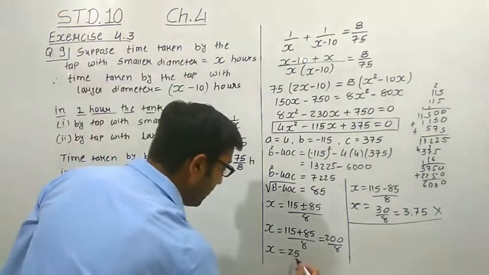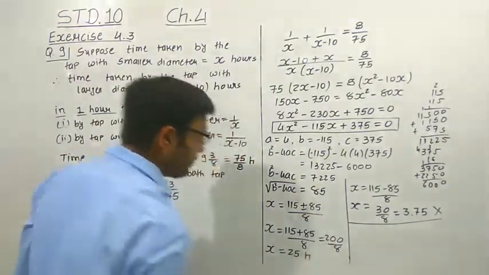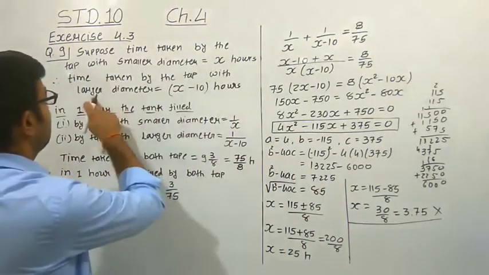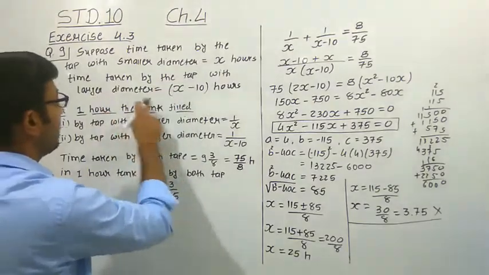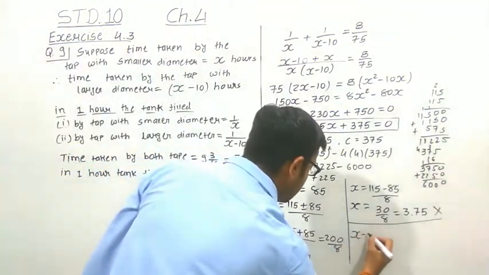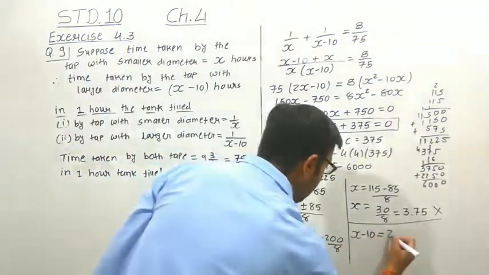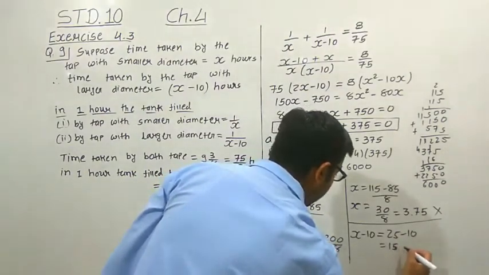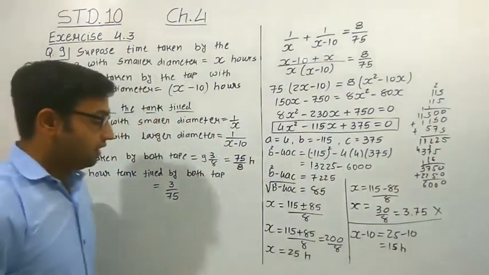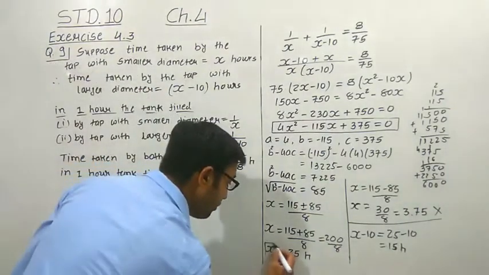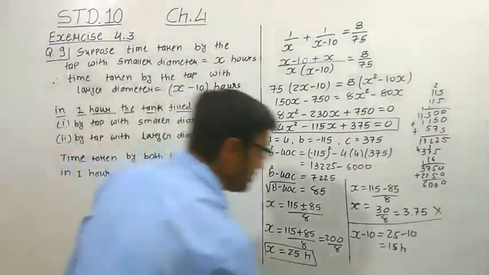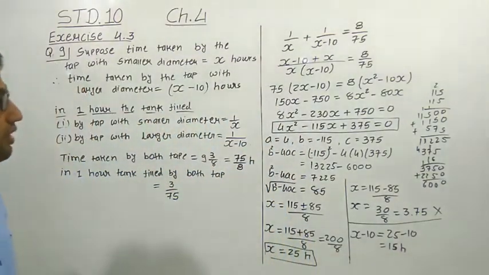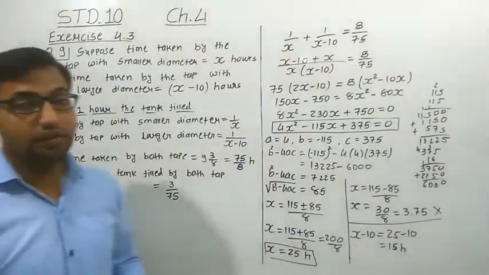So here we can say that the time taken by the tape with the smaller diameter is equal to x is equal to 25 hours, and the time taken by the tape with the larger diameter is equal to x minus 10. So here we get 25 minus 10, that is equal to 15 hours. So here are our two values, this and 15 hours, right? So in this way we can solve this type of question.